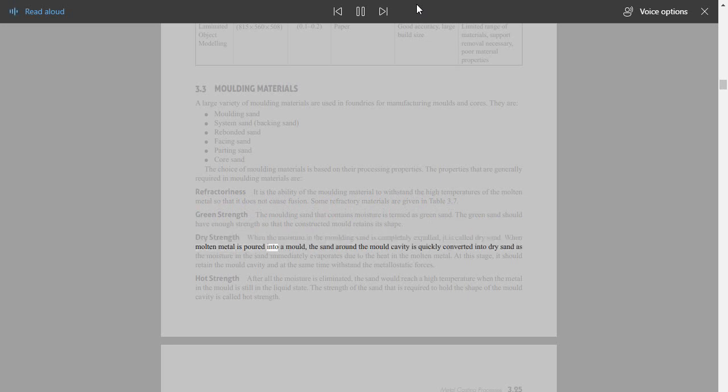When molten metal is poured into a mold, the sand around the mold cavity is quickly converted into dry sand as the moisture in the sand immediately evaporates due to the heat in the molten metal. At this stage, it should retain the mold cavity and at the same time withstand the metallostatic forces.